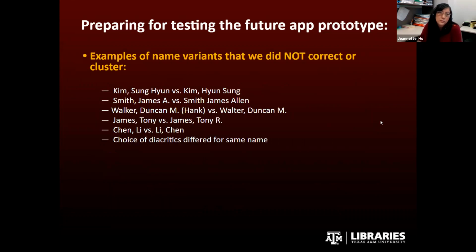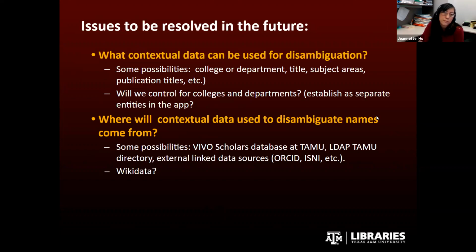Next slide, please. And here's an example of the kind of variants we left alone. So if the components of the forename differed in order, we couldn't be sure they're the same person. We just kept them for the app. The same thing for middle initials, if they were spelled out versus when they weren't. If a nickname like Hank appeared, we didn't edit that out. We kept it to see whether the app would identify them as a possible variant for manual review. Also, things like James Tony versus James Tony R, we just left that alone. And if the choice of diacritics differed, we didn't clean it up because we wanted to test how the app would respond to that.